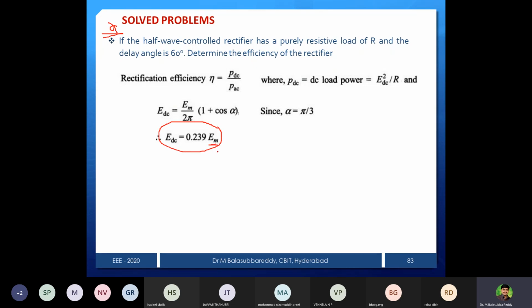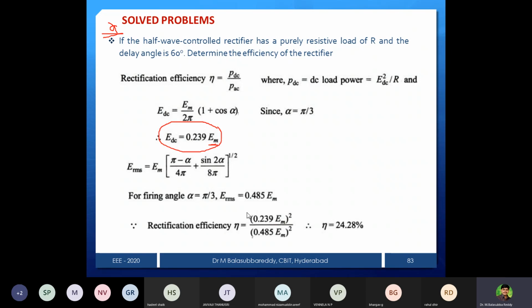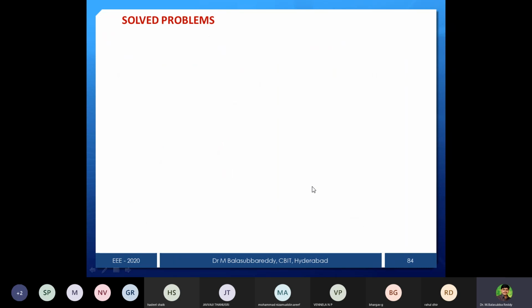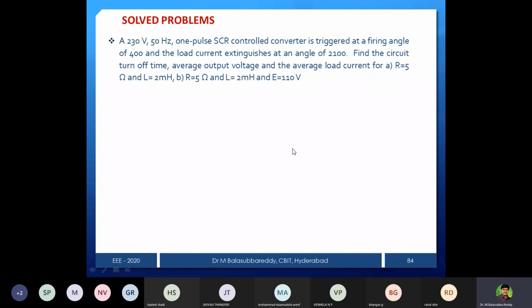Anyhow, in the efficiency Vm will get cancelled out. That is the reason they did not mention it. And VRMS, you just calculate with the same formula with only alpha substituted, and the remainder will come as 0.485 into Em. Finally efficiency is output by input, and that will give 24.28%. Now the next problem, you can see that it is an RLE load.